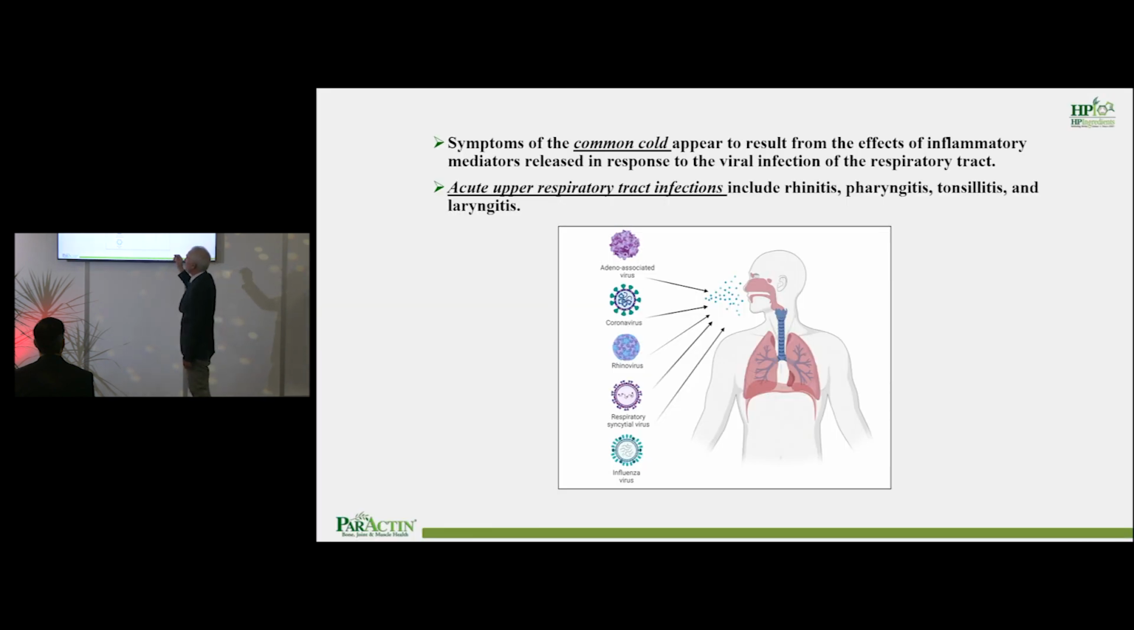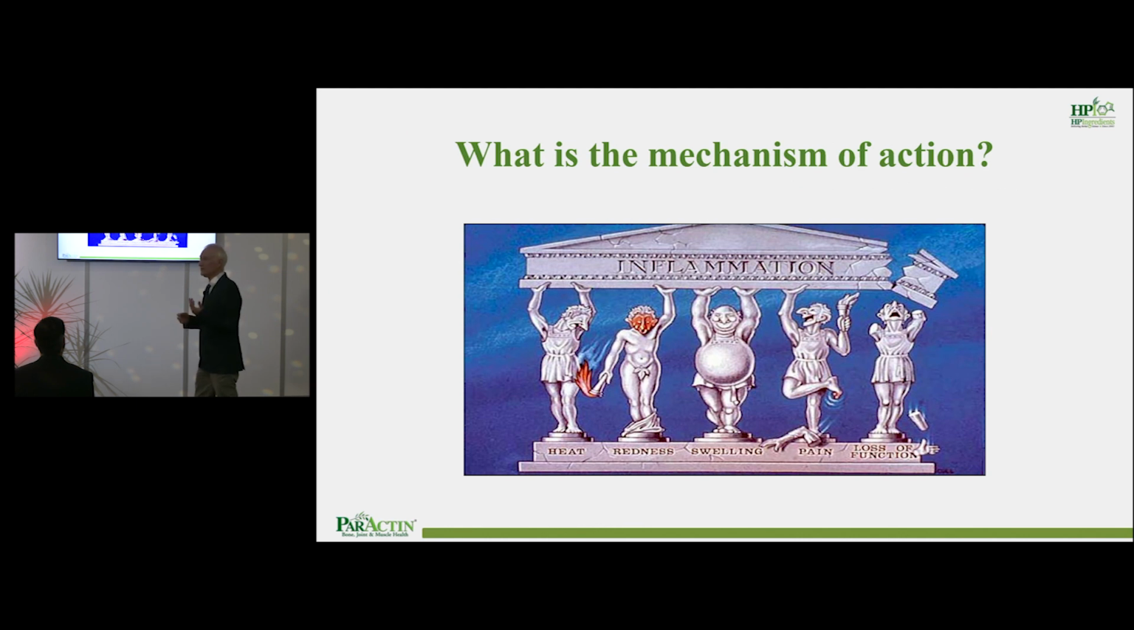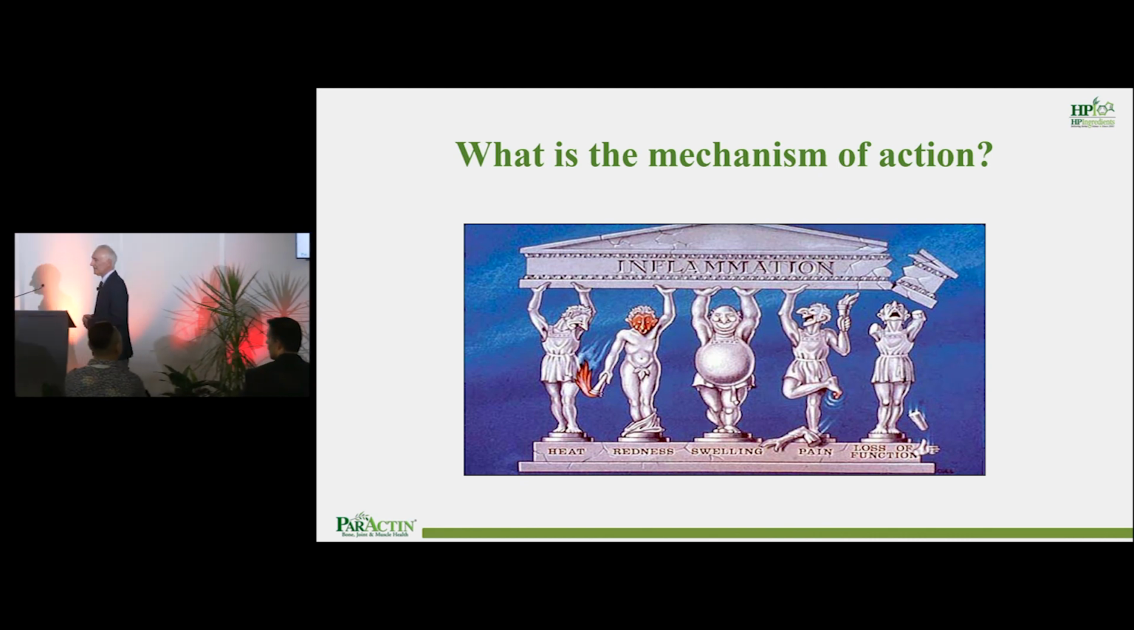To describe this, the symptoms of the common cold appear to result from the effect of inflammatory mediators released in response to different viral infections of the respiratory tract. You have coronavirus, rhinovirus, syncytial, influenza, and so on. And the acute respiratory tract infections include rhinitis, pharyngitis, tonsillitis, laryngitis. And even now, you see there are about 3 publications, I just mentioned this, for COVID that appeared for the product. And the next one, Rafael Burgos will explain the mechanism of action which we have investigated thoroughly during the last years.